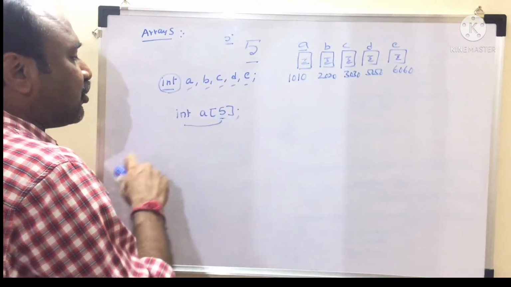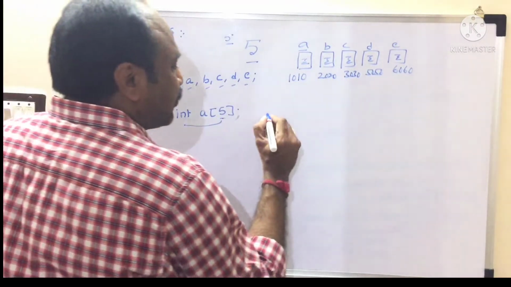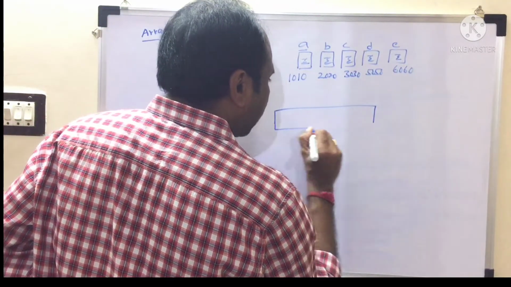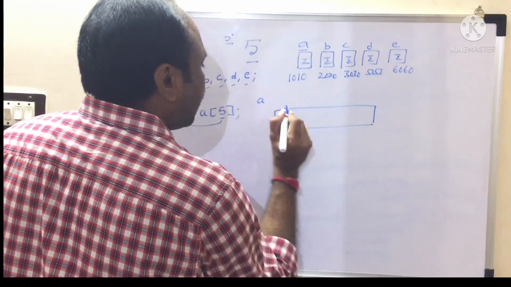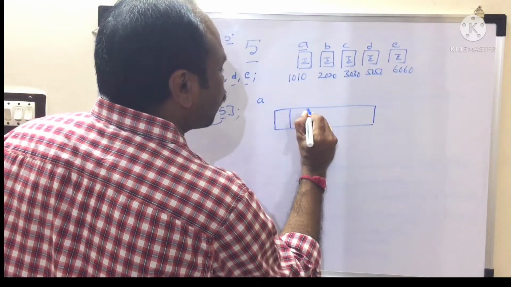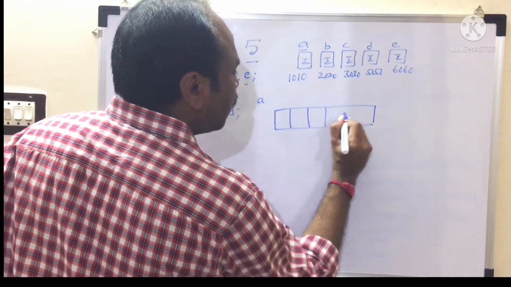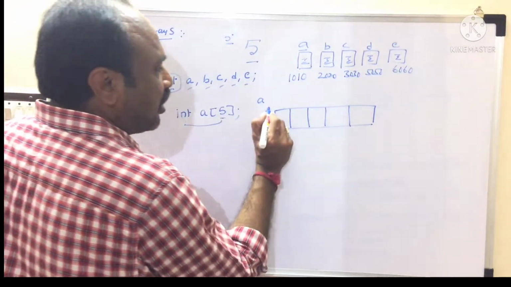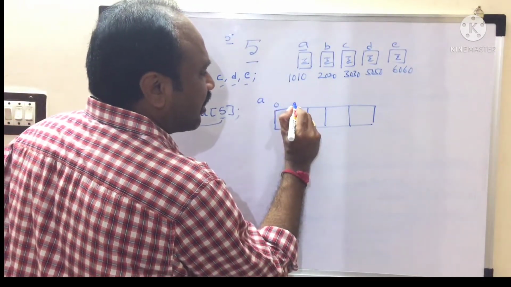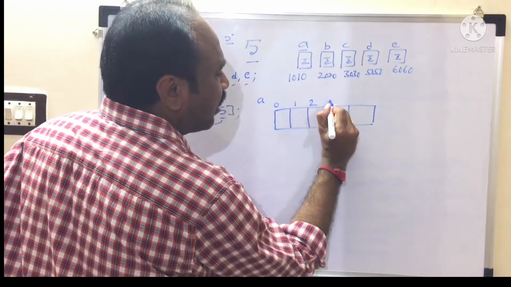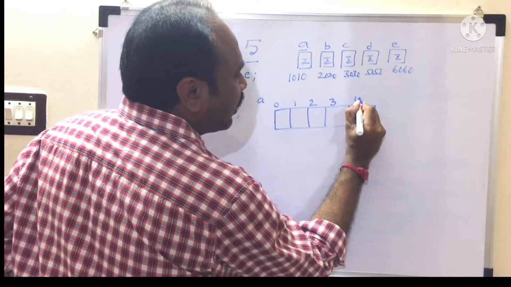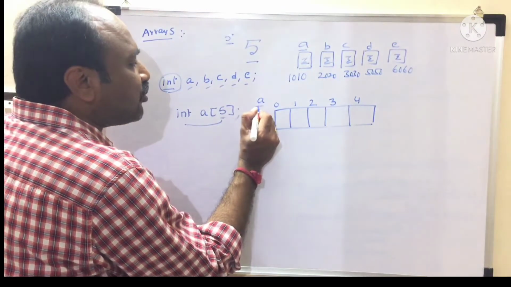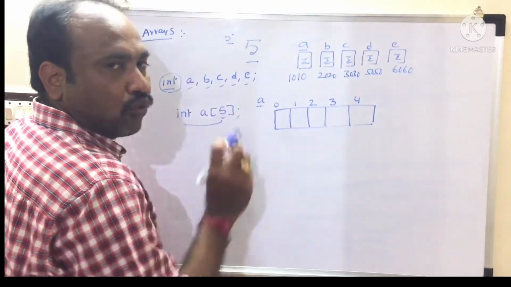If I declare like this, what will happen? The meaning of this is that an array is created with the name A. The array name is A. Under the name A, I can store how many values? 1, 2, 3, 4, 5 values. The first value is stored under the name A of 0, the second value under A of 1, the next value under A of 2, the next under A of 3, the next stored under A of 4. All values are stored under the name A only.